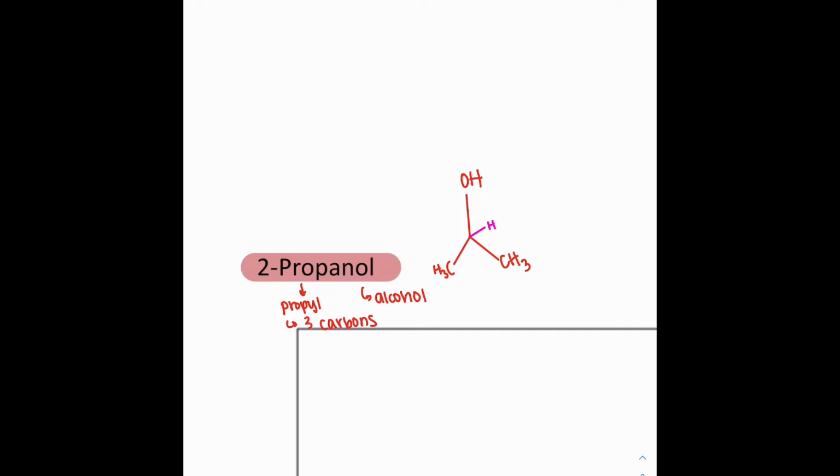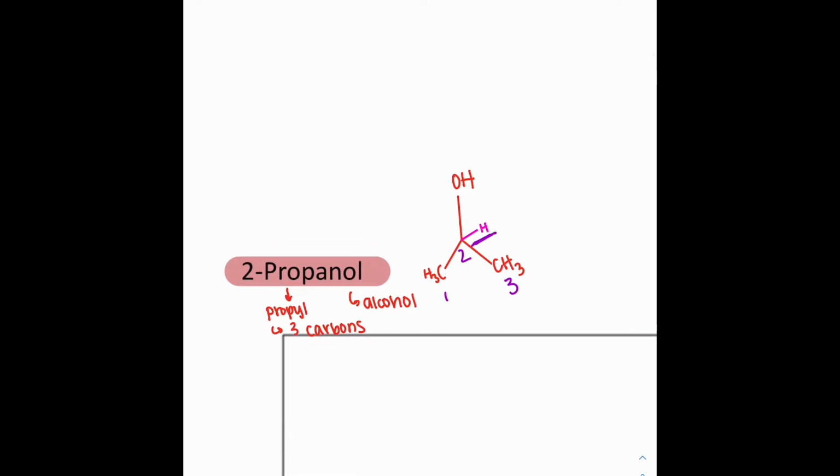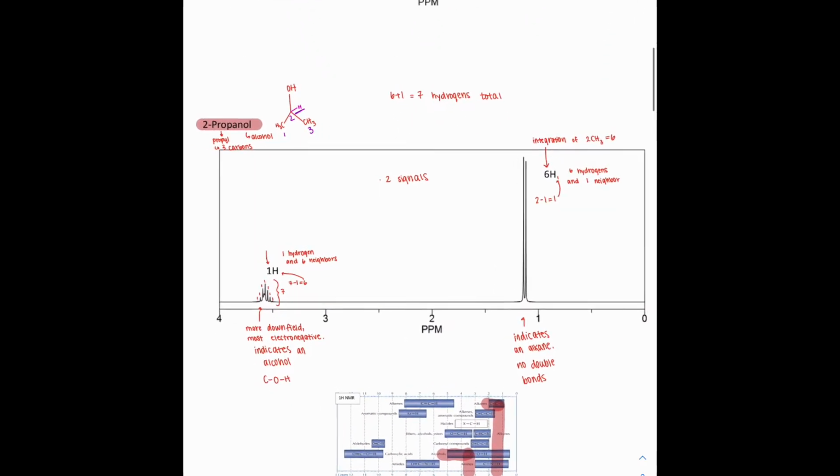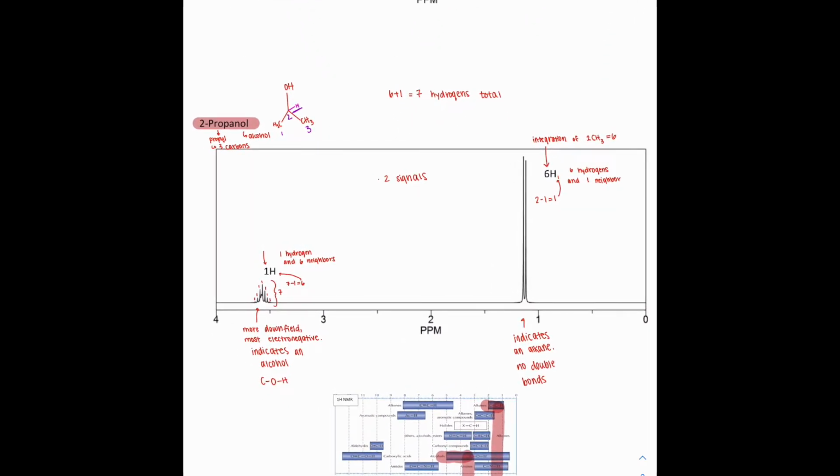So we know that propyl is 3 carbons, and then the ol at the end is indicative of an alcohol. And then we want the alcohol on the second carbon, so 1, 2, 3, and then we just have to remember that there is going to be this other hydrogen just to give that center carbon a full octet.